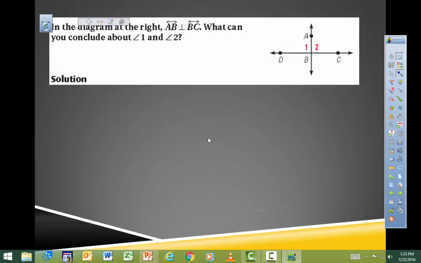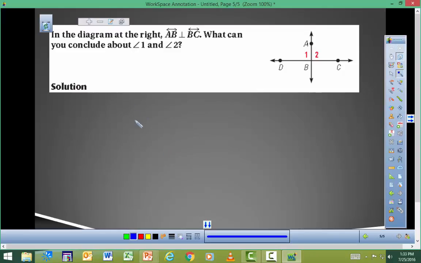So let's try a problem. This section seems so hard so far. I don't know if I can do it. In the diagram at the right, AB is perpendicular to BC. What can we conclude about angles 1 and 2?